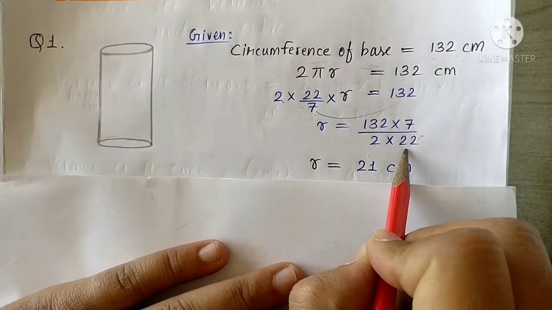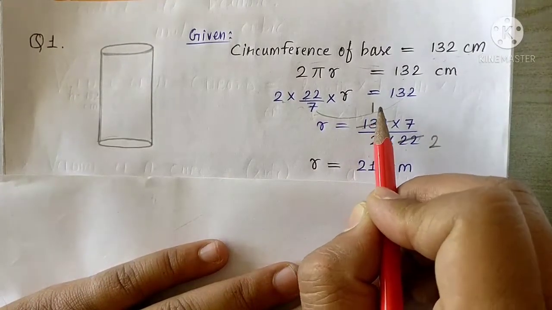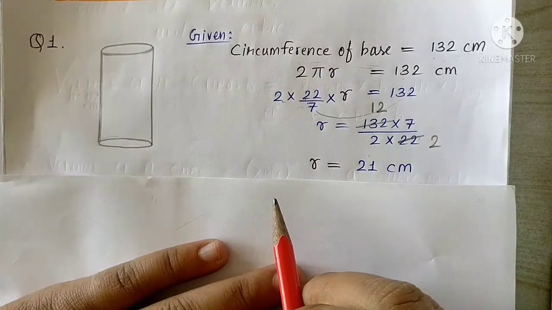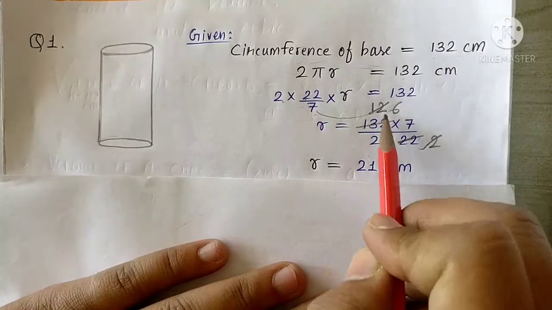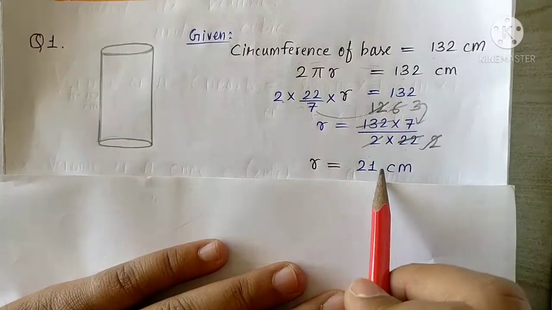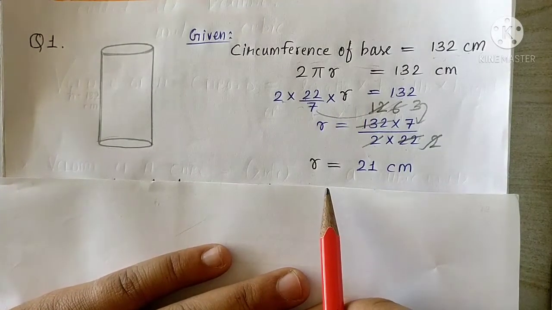As you can see, 22 is there, 132 is there, 11 2 is 22, 11 1 is 11. How much left? 2, 11 2 is 22. Now 2 6 is 12, and 2 3 is 6, and 3 into 7 is 21. So how much came as the answer? Our radius came 21 centimeter.